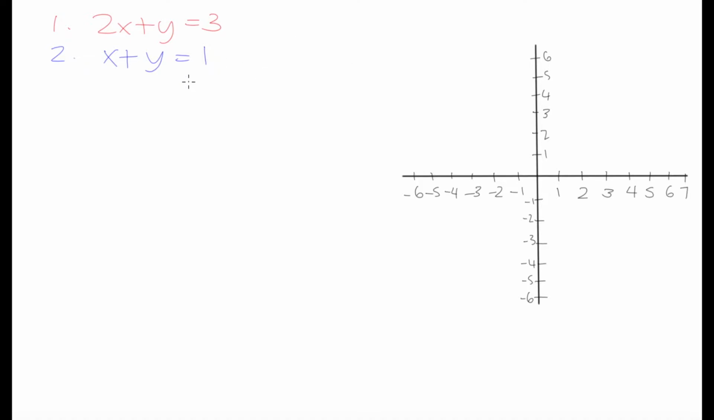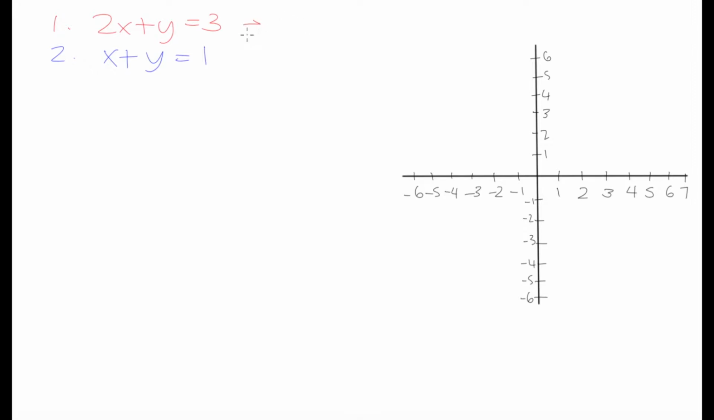So let's start off with these two equations here. We have two equations and we have two variables. We have x and we have y. So the way that we're going to start off when we are trying to solve simultaneous equations graphically is to rearrange our equations in terms of y. So let's put both of these equations in terms of y.